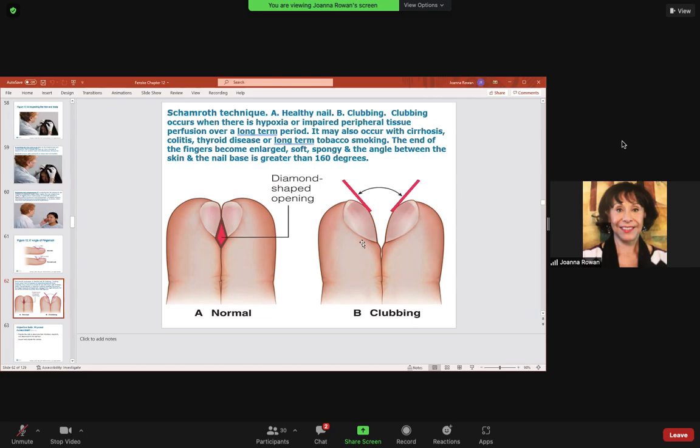Put your 2 fingers together, like the thumbs together, just as you see the picture which says normal, and you will see that there is a space that should indicate the diamond-shaped opening. If you have a diamond-shaped opening, you are rich, and that means you don't have COPD. But if you cannot see that, you might have clubbing, which indicates COPD.